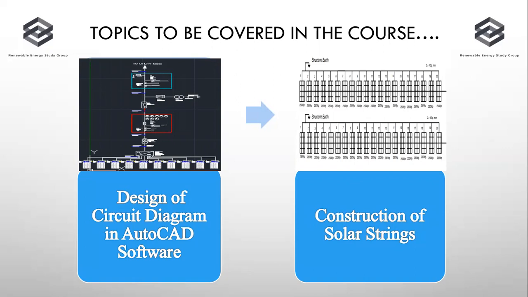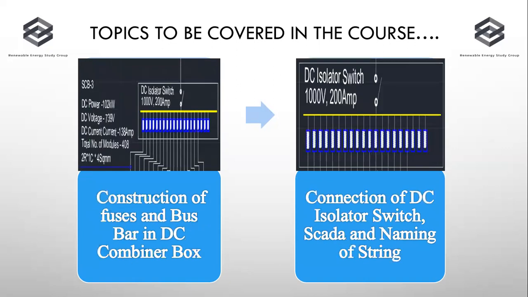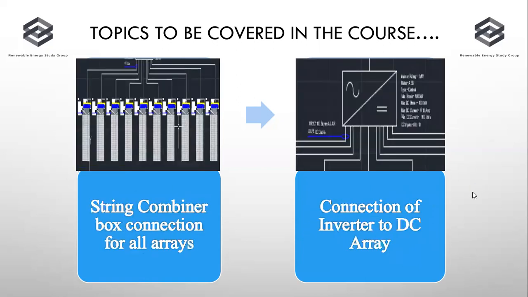AutoCAD. Next thing we're going to see in the circuit diagram preparation is the construction of the fuses and bus bar in the DC combiner box. So whenever we are developing the combiner box for a utility scale project, how we can show the electrical symbols of the fuses, isolator switches, the SCADA system, and how we can do the naming in the DC combiner box also. The next parameter we're going to talk about is the string combiner box connection for all the arrays.